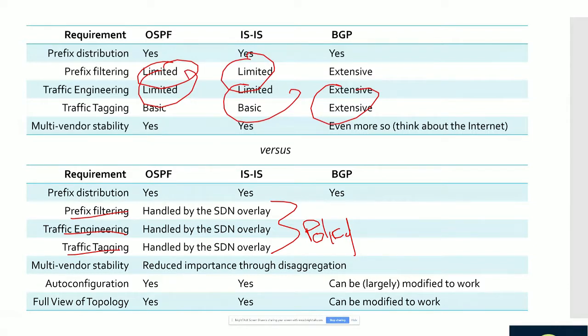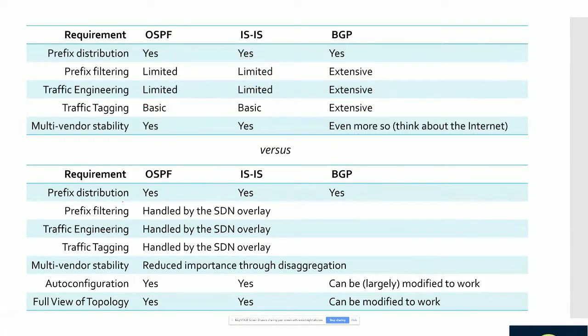Now I also see my multi-vendor stability is important, but I'm kind of backing off on that because I'm disaggregating. I'm buying my control plane from one company and buying my NOS and my hardware from a different company. This means I actually have a bit more control over the stability of my control plane and how this works. So what I've done is put a controller on top which takes care of my policy. I'm disaggregating, which takes this stuff out.